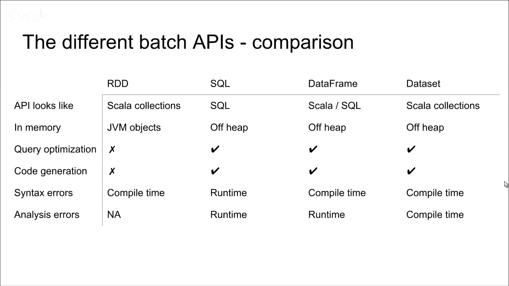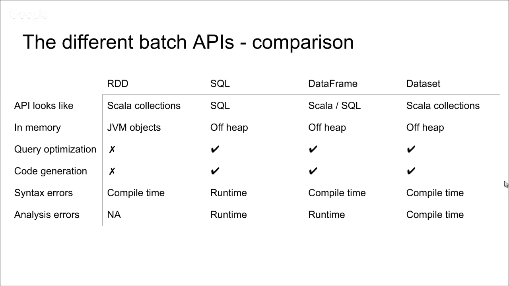So for RDDs, that was the first API that Spark was released with. As we've just seen, the API looks more or less like Scala collections, and in memory it relies entirely on the JVM to store data. So you have JVM objects. Each record is handled by the JVM, and so you have some overhead, as you might know, when you store objects in the JVM.